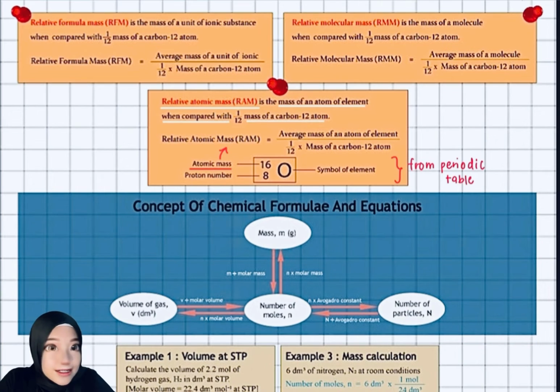Next, let's take a look at the formulas that are frequently used in chemistry. There are three ways you can use to find the number of moles.